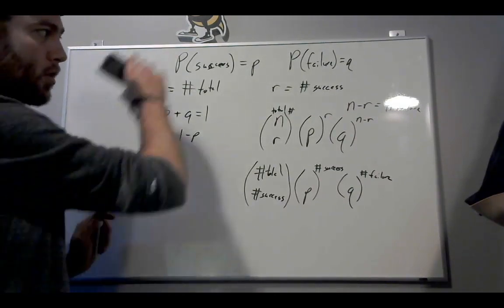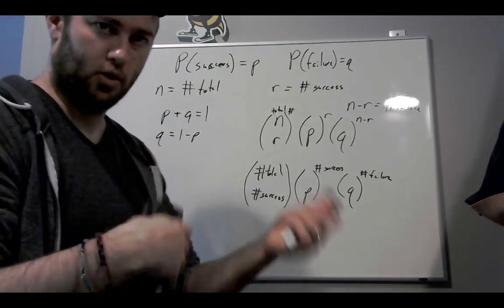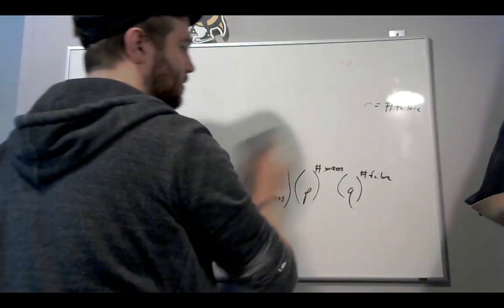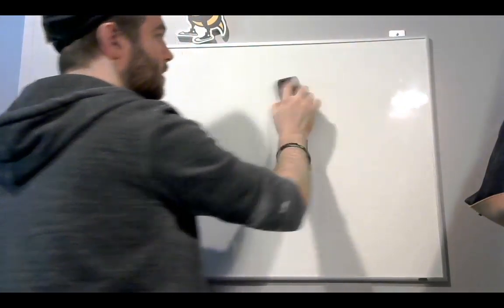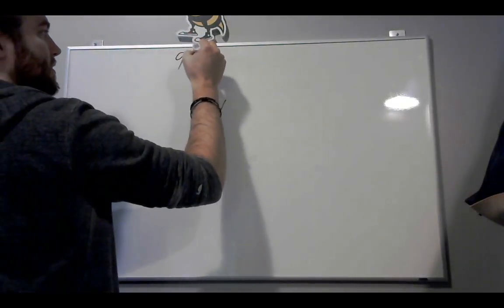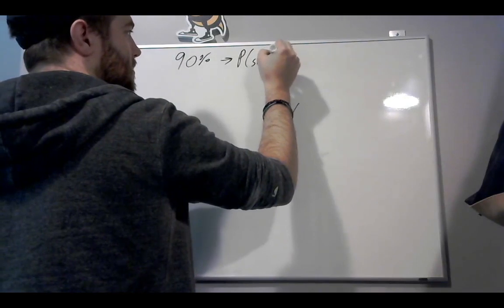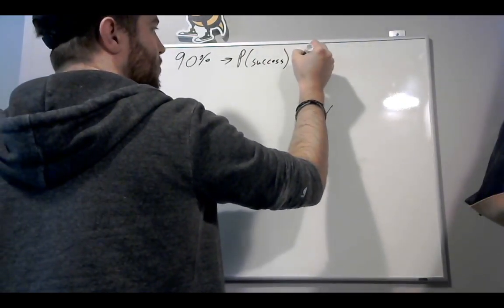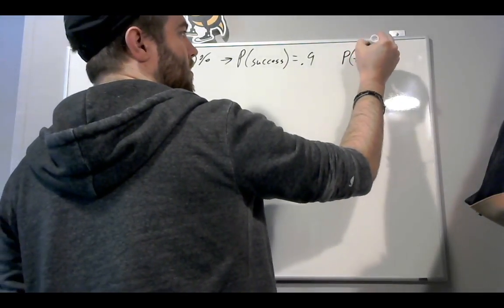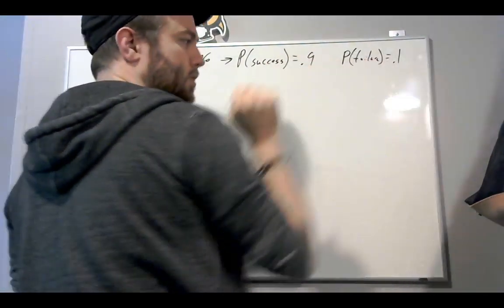Well, this one's pretty straightforward, but we're going to use the binomial distribution just to make it go a little bit quicker. It says that he makes 90% of the free throws, which means his probability of success is going to be 0.9. So that means his probability of failure is going to be 0.1. So 1 minus 0.9 is 0.1.